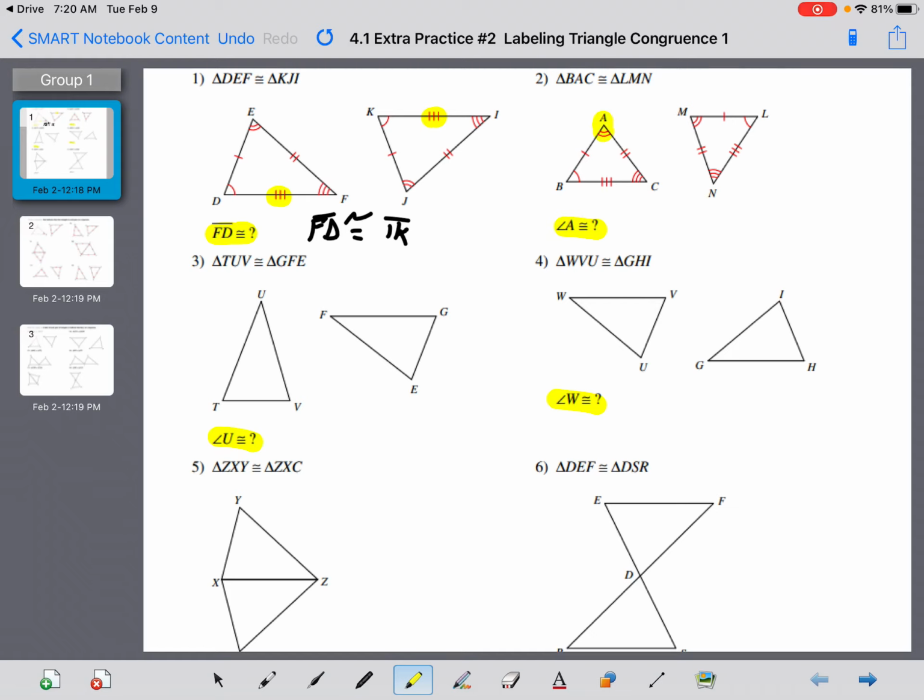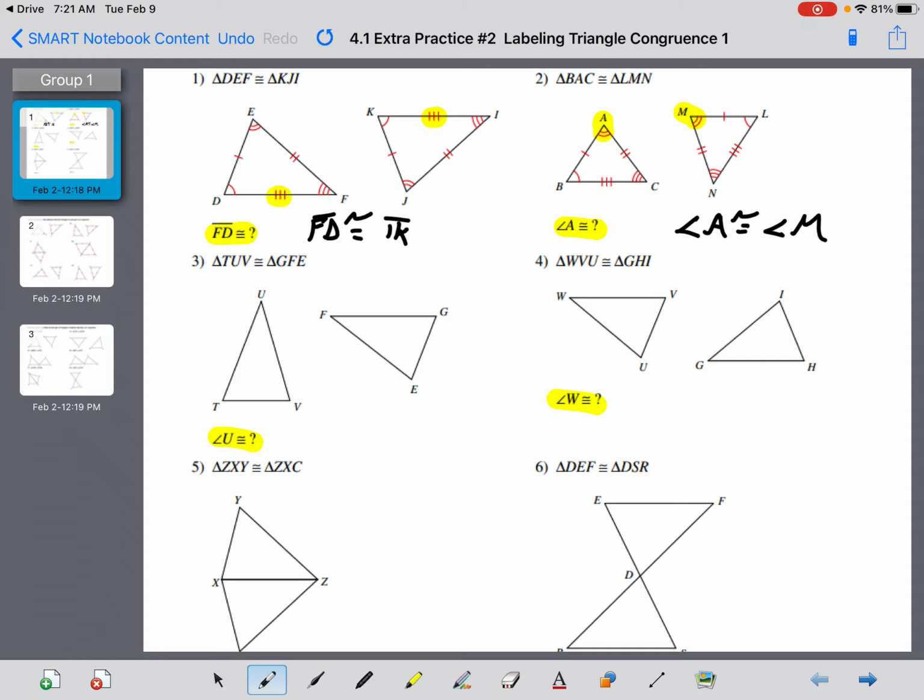Okay, here they're talking about angle A. So if you look at angle A, it's got 2 curvature marks, or 2 arcs. And if you look at the second corresponding triangle, angle M has 2 arcs. So angle A is congruent to angle M.